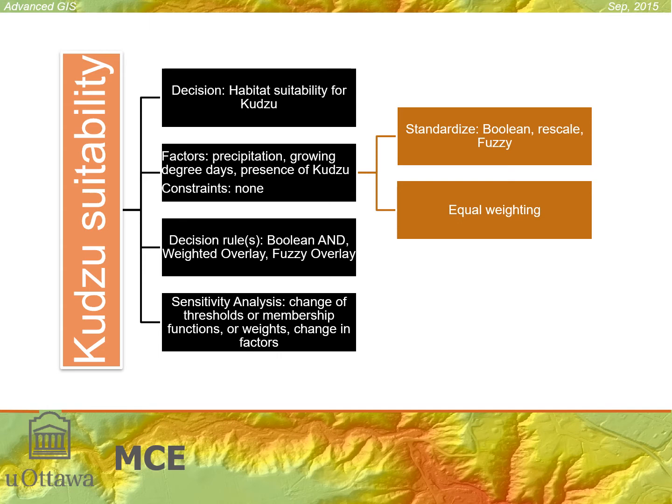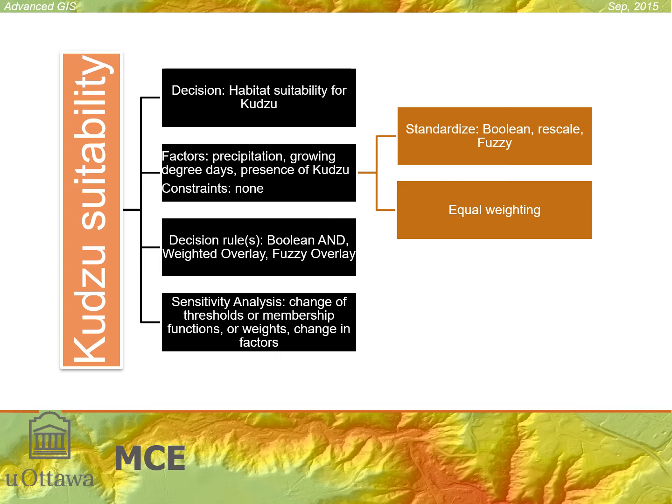Kudzu suitability is our objective. For our decision frame, we have to find the habitat suitability for Kudzu in the continental United States, excluding Alaska and any of the islands, maybe some of the islands are in there, I can't remember. So that's our region, our decision frame. We'll have factors that go into that, factors that are known to be affecting the ability of Kudzu to establish and reproduce. It mostly reproduces vegetatively through its rhizomes.